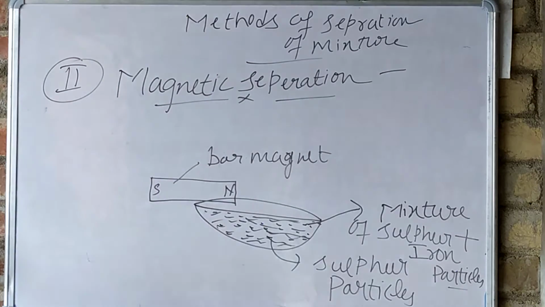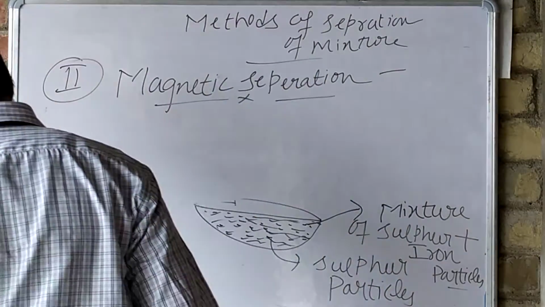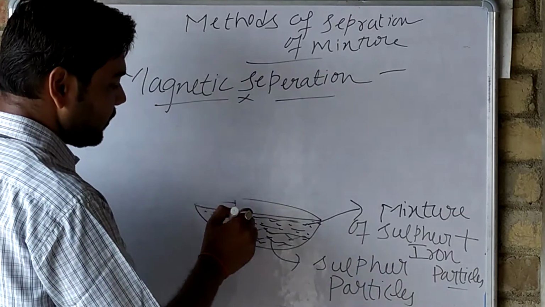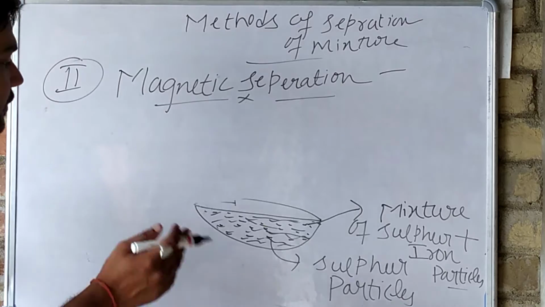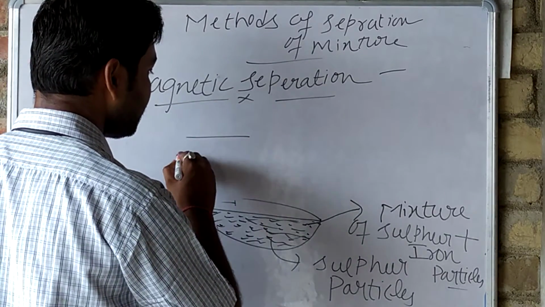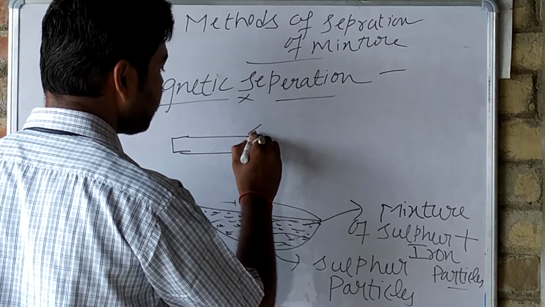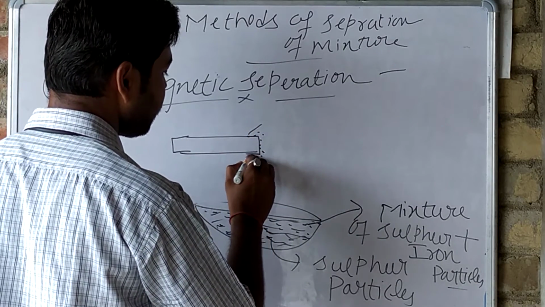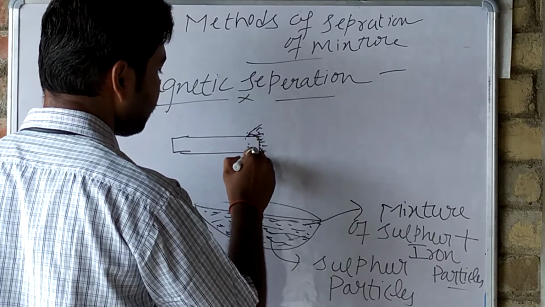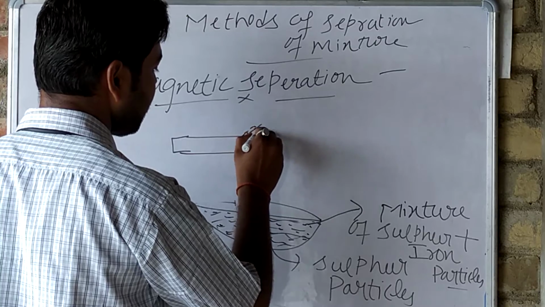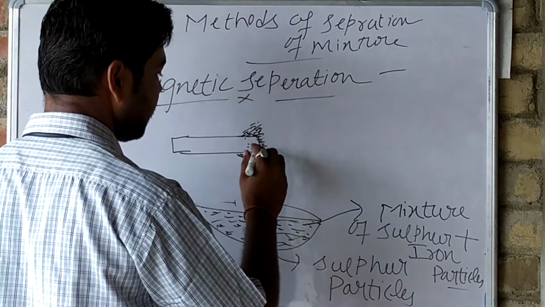Then what we will observe? As soon as we dip it, and after dipping, when we take that bar magnet out, we will observe that on this surface, teeny particles of iron are fixed over here. Understand? They get attracted.